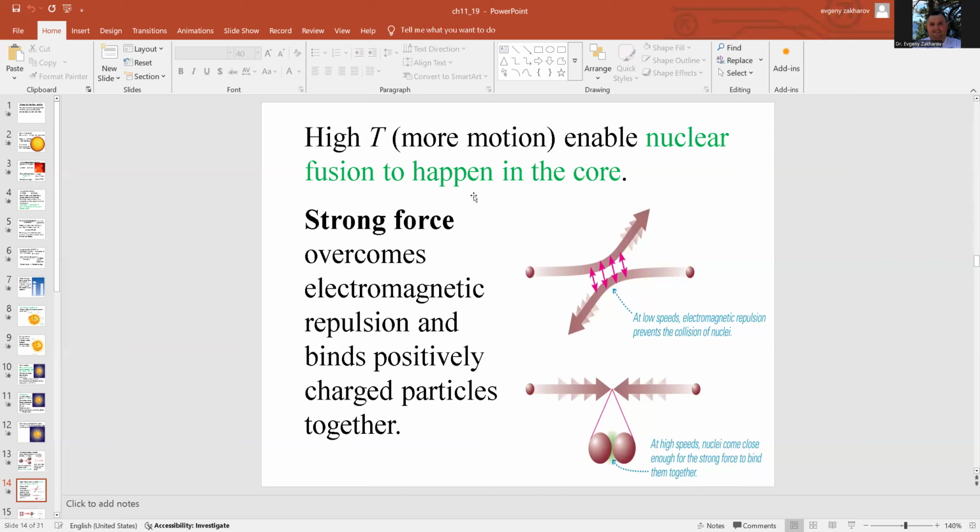So fusion happens on a very small scale. You have, I mean, smaller distances. Everything is packed super tightly inside the core. That's why it's kind of easy for those atoms to get together and release energy from that process. Electromagnetic force is just not strong enough to oppose the strong force.